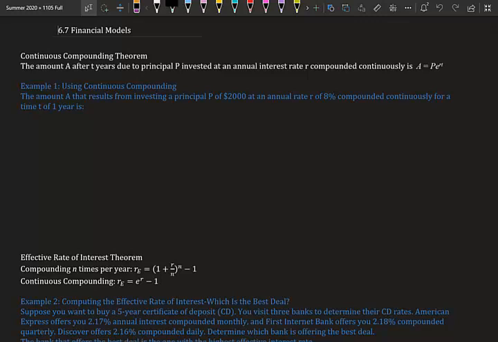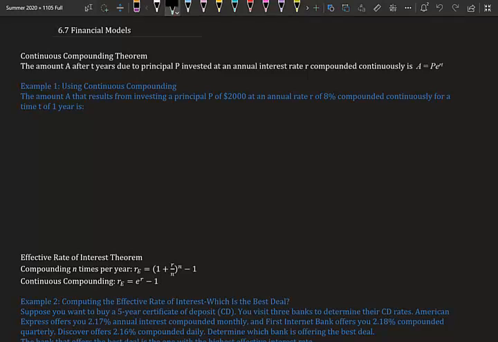Continuous compound theorem. The amount A after t years due to principal P invested at an annual interest rate R compounded continuously is A equals P times e to the power of RT. Using continuous compounding, the amount A that results from investing a principal P of $2,000 at an annual rate R of 8% compounded continuously for time T of 1 year is blank.